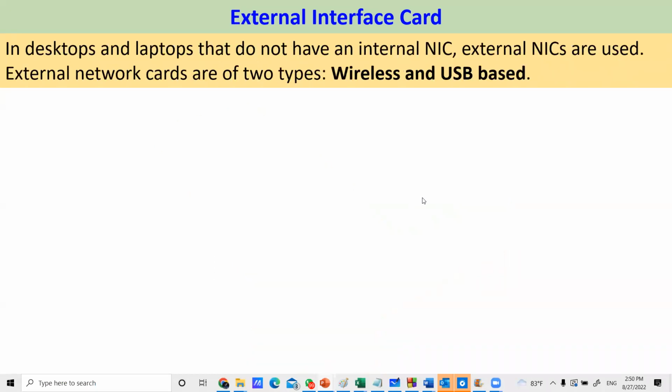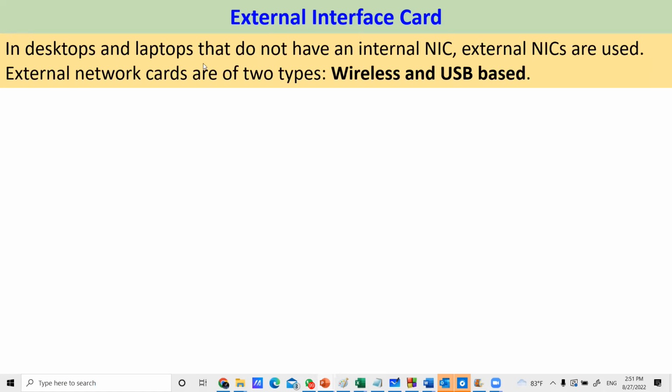That's about the internal interface card. Then look at them, get some idea about the external interface card also. External interface card, normally you can find outside the computer. You can fix your external interface card through a cable, or a wireless external card is also available.